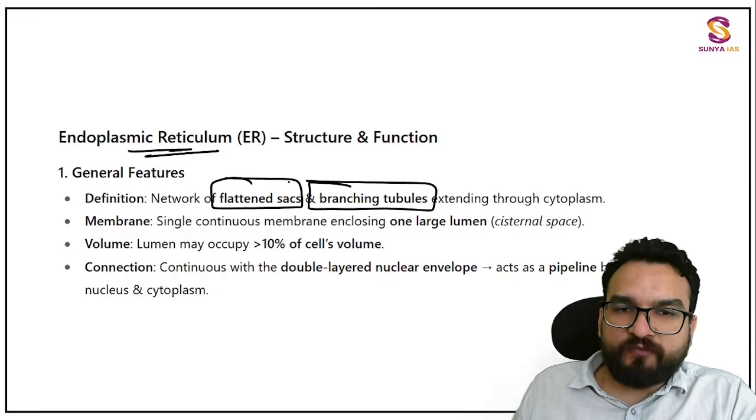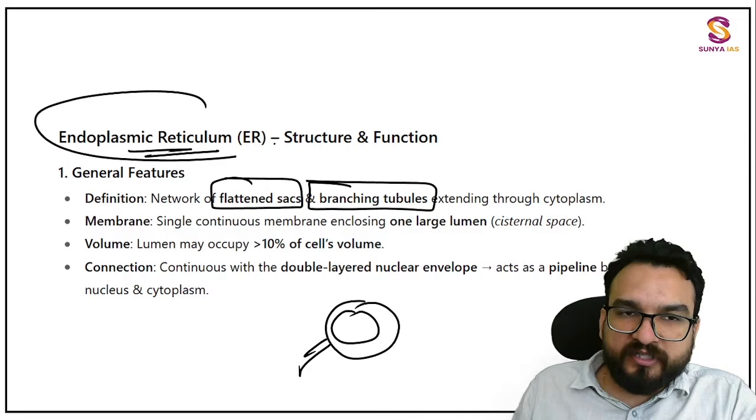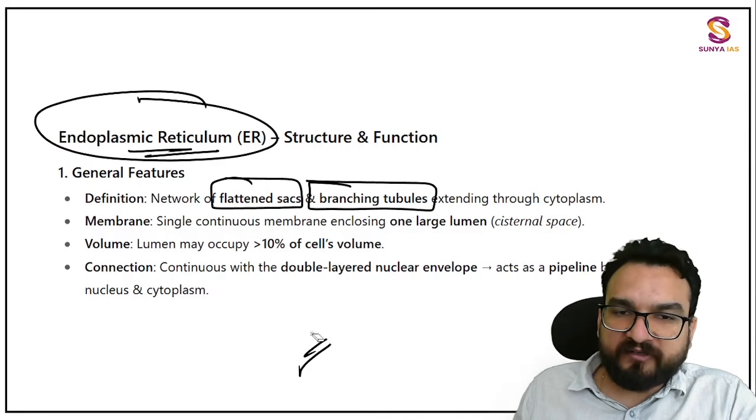Alright, so over here you will be finding it is continuous with the double layered nuclear envelope. This is about the nuclear envelope: it is connected with the double layered nuclear envelope, but it itself is not double layered. Understand it very clearly and carefully, right?